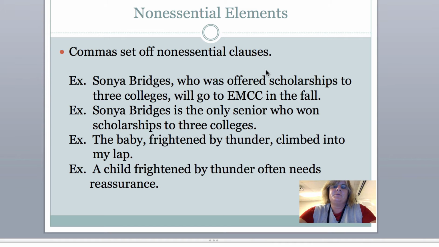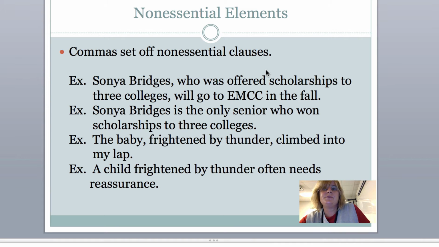Commas set off non-essential clauses. If something isn't essential, that means that it's non-essential. And in the case of commas, non-essential clauses are not essential to the meaning of the sentence. For example, I'm reading from your PowerPoint slide here. Sonia Bridges, who was offered scholarships to 3 colleges, will go to EMCC in the fall. Down below it, it says, Sonia Bridges is the only senior who won scholarships to 3 colleges. The basic meaning of the sentence, Sonia Bridges will go to EMCC in the fall, will go to EMCC in the fall isn't affected by the fact that she was offered 3 scholarships, okay? The second example is Sonia Bridges is the only senior who won scholarships to 3 colleges.